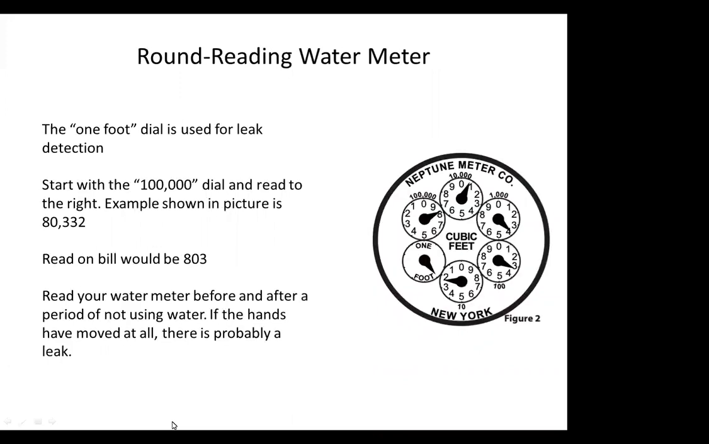This picture shows the round reading meters. For these meters, the 1-foot dial is the leak indicator. To read the meter, you start with the 100,000 dial right here and then read to the right. So in this example, the read would be 8 because the small hand here has not gotten to the 9 just yet, then 0, 3, 3, 2. The read on the bill would leave off the last 2 numbers and be 803.